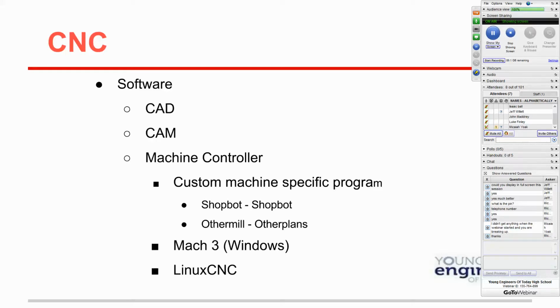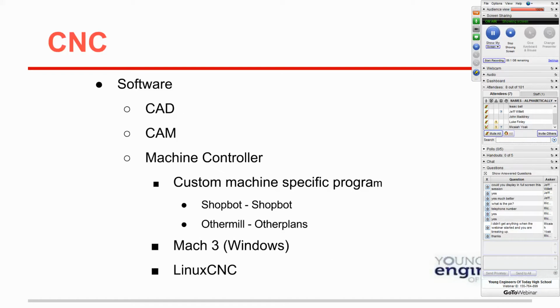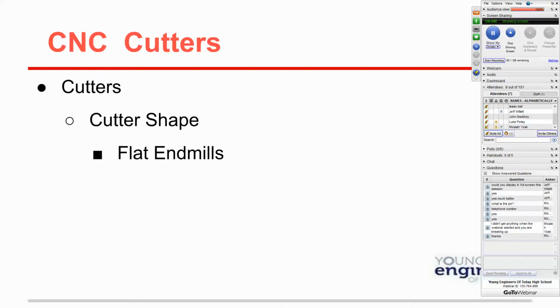Then you've got Mach 3 for Windows, which, much like MeshCam, will communicate with a number of different brands of CNC machine. But it's Windows only. And then you've got Linux CNC. Same deal, but Linux only. So, no surprises there. That all seems pretty straightforward, right? What about CNC cutters themselves? You've got a few different types, but let's go over cutters.